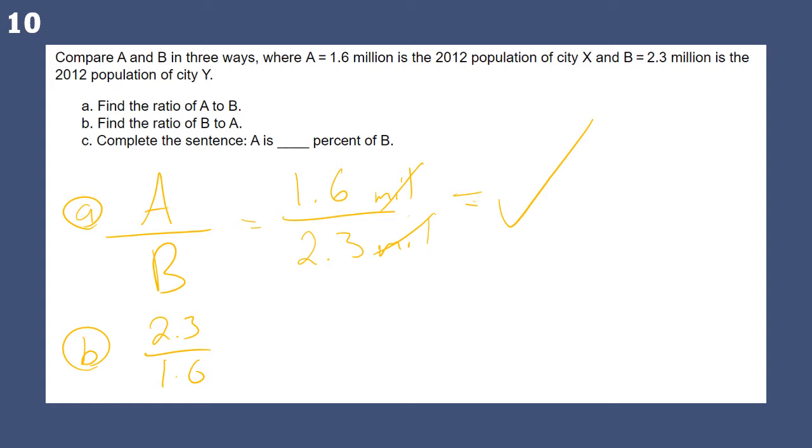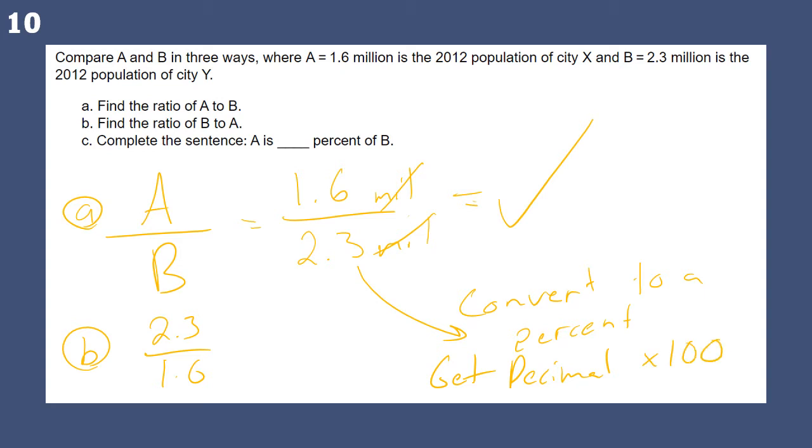The last part says A is what percent of B. A is what percent of B means we take that ratio from part A and turn it into a percent. Now, how do you convert this fraction, this ratio, to a percent? All we have to do is type it into our calculator, get the decimal, and then multiply by 100, or move the decimal place two places.